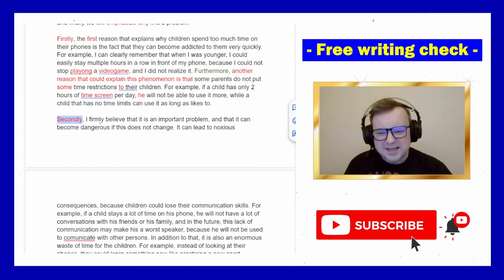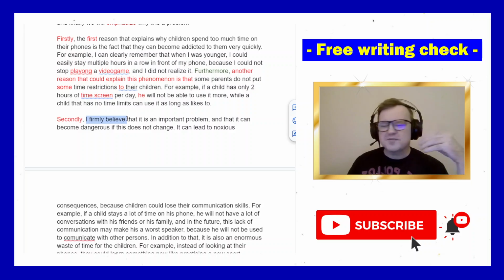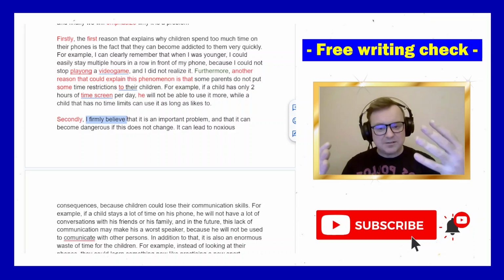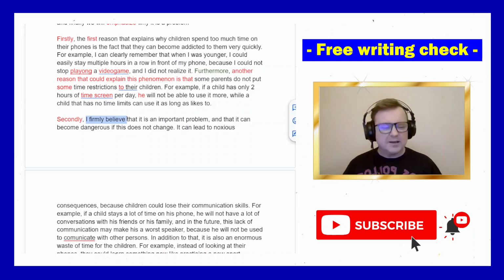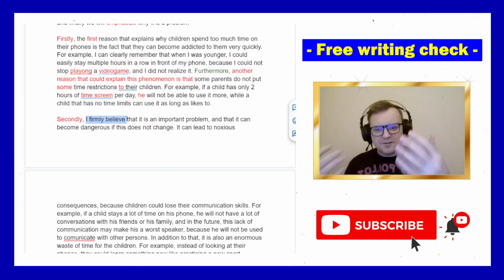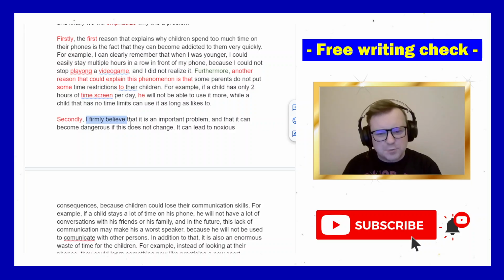But okay, secondly, I firmly believe. So a little bit personal, or this is personal language. I firmly believe in body paragraphs. I don't want to see personal language. I want to see the candidate making a case for why it's a negative thing, rather than expressing that it's their opinion. So I want to see an argument presented, explained, developed, supported with examples, not personal language. But okay.